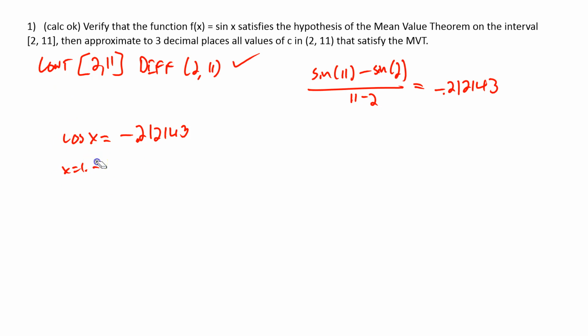So you could mess around with identities, try to add pi, subtract pi, add 2 pi, I don't know. But I think an easier way to do it is just graph this thing. Let's graph cosine. Let's graph negative 0.212143, and let's see where they intersect.